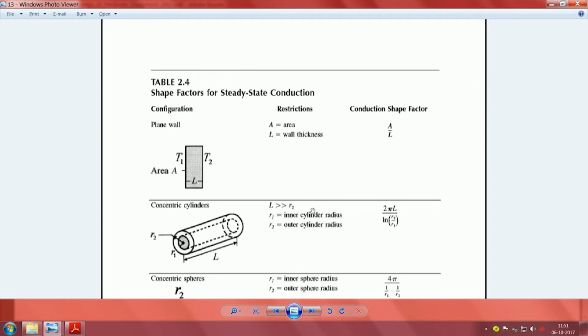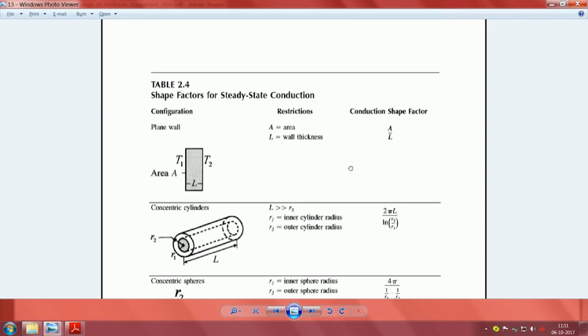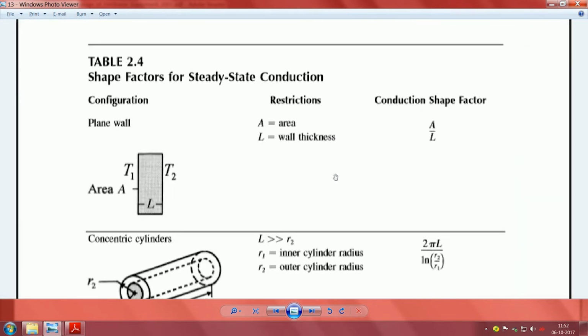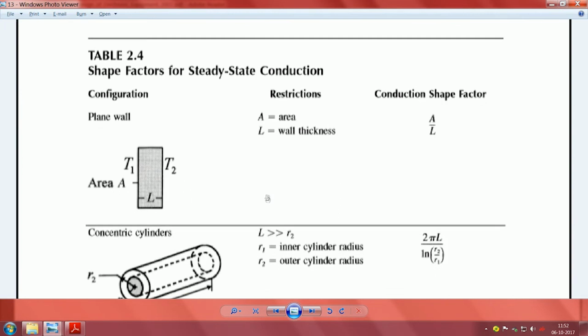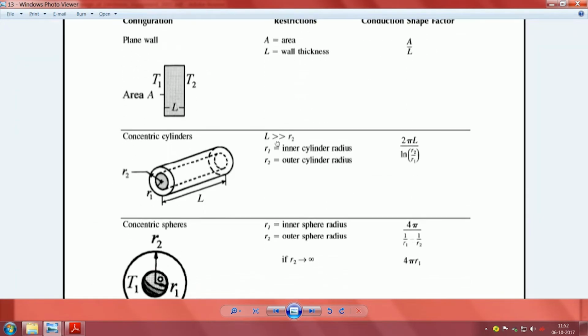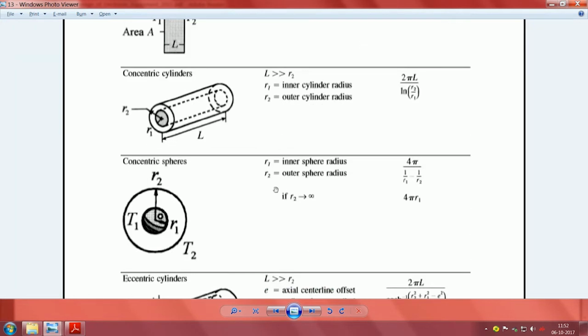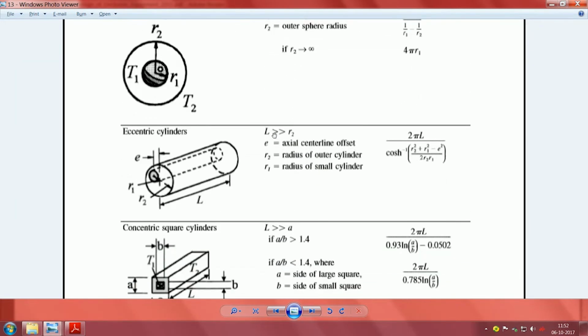Here things have been tried to be made so that you can give a simple conduction shape factor, so that the shape factor can itself be used in your simple conduction formula, and then you deal with things like this, which typically is a part of a heat sink. Same thing you can have if you have concentric cylinders, concentric spheres, eccentric cylinders.